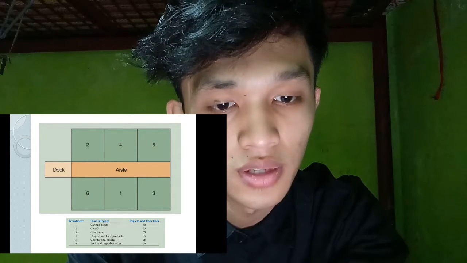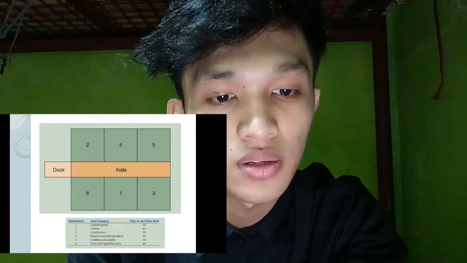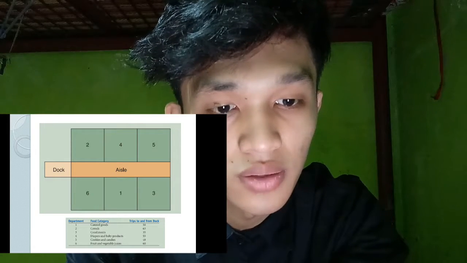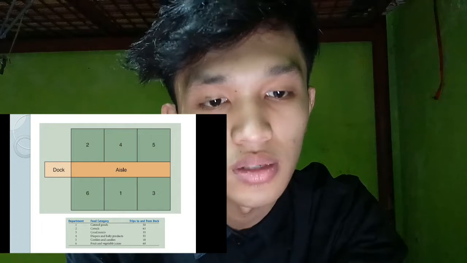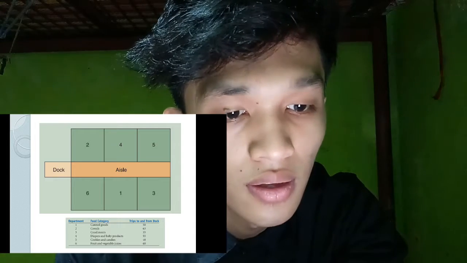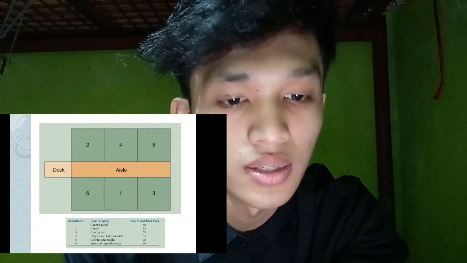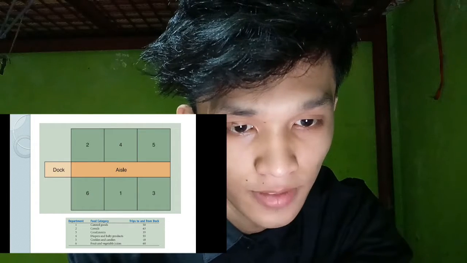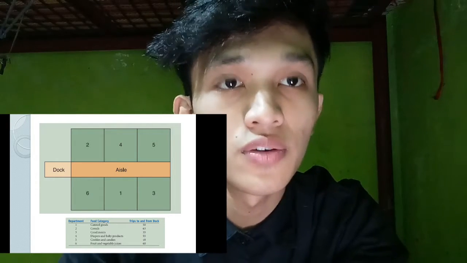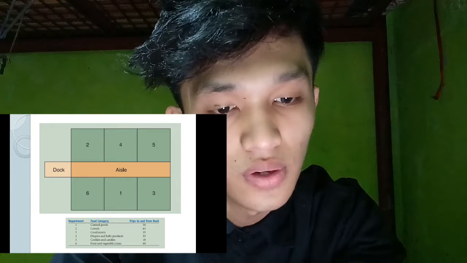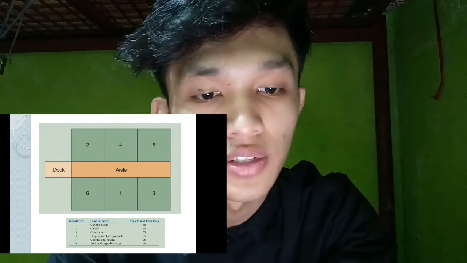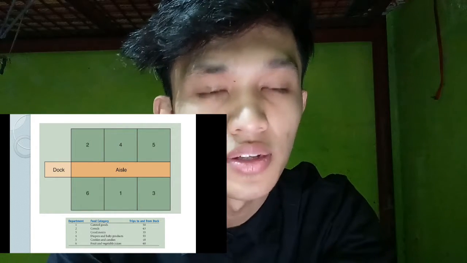Next is number 4, diapers and baby products, which have 55 trips from the docks. And next is canned goods, which have 50 trips from the docks. Followed by number 5, cookies and candies, 48 trips from the docks. Then lastly, condiments, which have 35 trips from the docks. So, like that, you have to arrange the placement of your storage from the highest. You need to consider the trips.